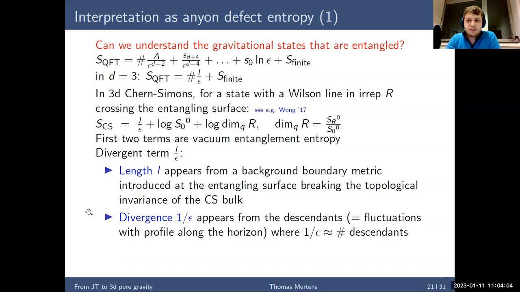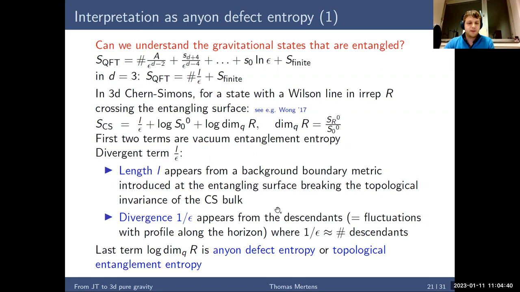Now it's, of course, divergent. It goes as 1 over epsilon. And you can trace this divergence as coming from the descendants of the WZW model that is supposed to live at this entangling surface. Because we're doing Chern-Simons, we have an entangling surface where we have a WZW model, which has descendants on it. And the number of descendants is essentially giving you the divergence 1 over epsilon, as epsilon goes to 0, because we have an infinite number of descendants. So this is the story for ordinary Chern-Simons as it was studied several years ago. And then this last term, log dim QR, is perhaps the most interesting one: the anyon defect entropy, or the topological entanglement entropy in 3D Chern-Simons.